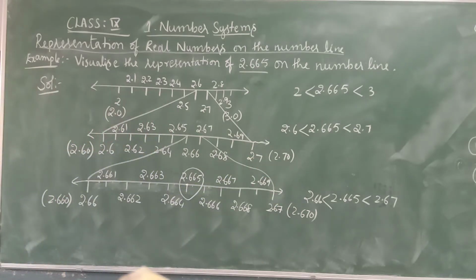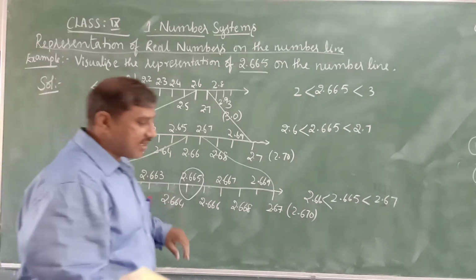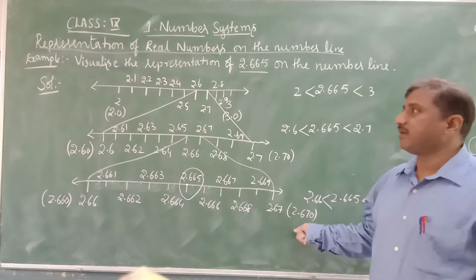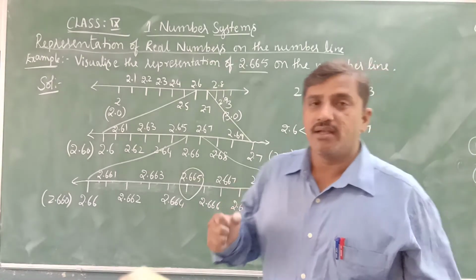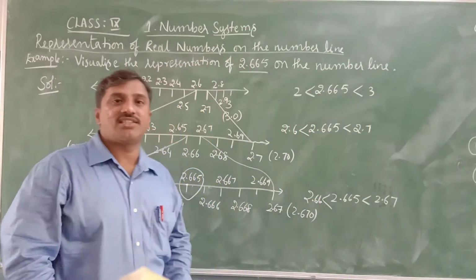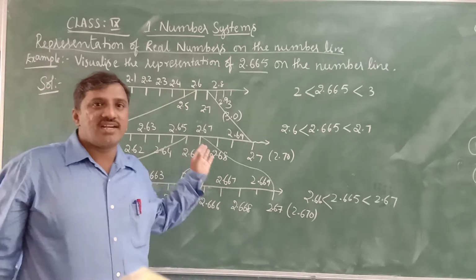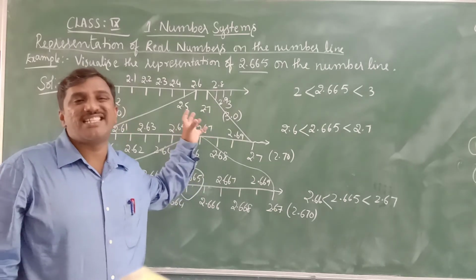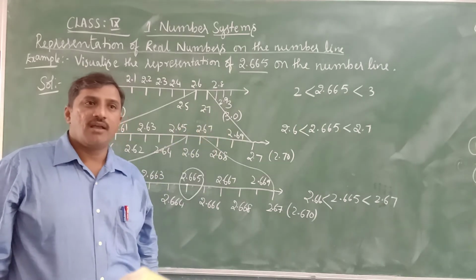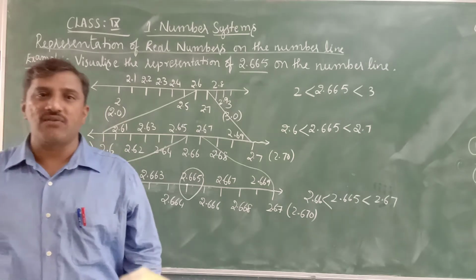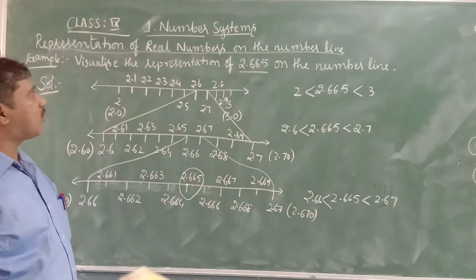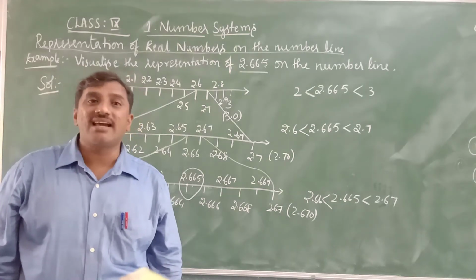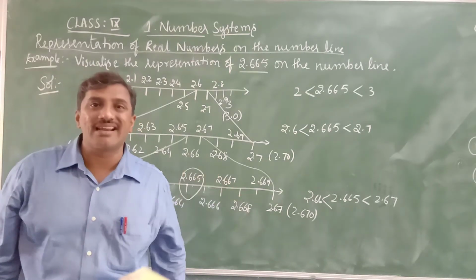Like this we can represent the rational numbers which are in decimal form, that is, terminating decimals. This method is known as successive magnification. Have you understood, children, how to represent real numbers whose decimal expansion is known to us using this method of successive magnification? Now we will discuss one question which is in the form of a non-terminating recurring decimal.